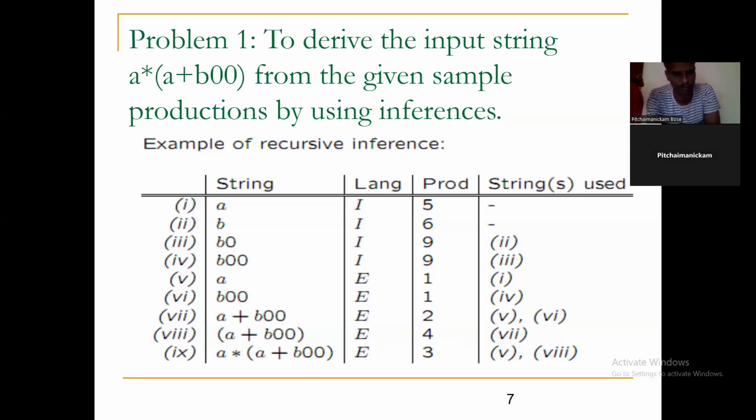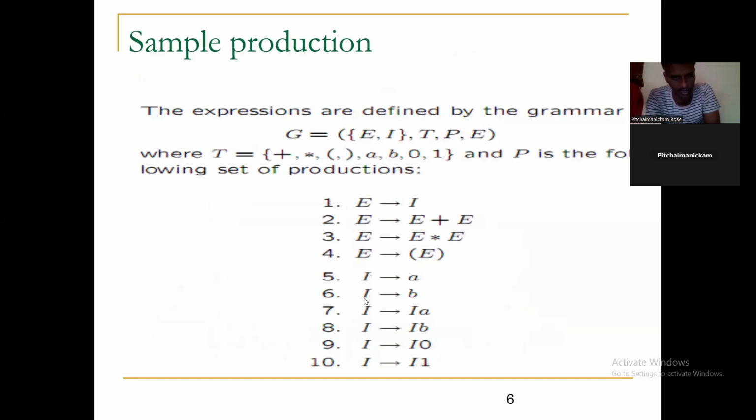Suppose by using production number 5, I am going to generate the input A with the help of the language I, and by using production 6, I want to give more information about the bracket of A plus B00. That is my intention. So I already gave the information that A is derived from I, so I am using the production as I. Suppose B is derived from I with the help of the sixth production.